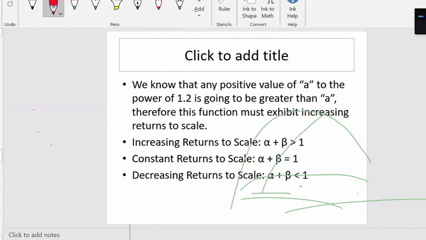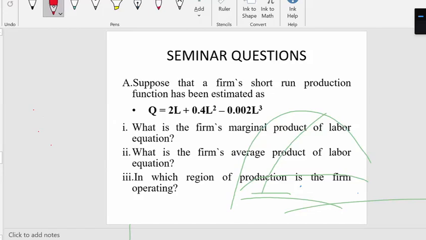So we know that any positive value a plus... I was trying to compute there. Do you see this example here? This is kind of a seminar question. And remember, we already did this question earlier above. You remember this question? It was there, though I did not write it. You can just take this question. Q was given as 2L plus 0.4L squared. I think we have already done this kind of question.